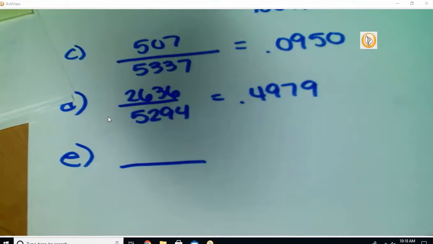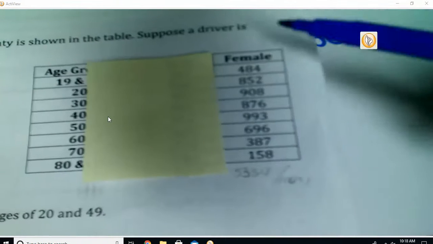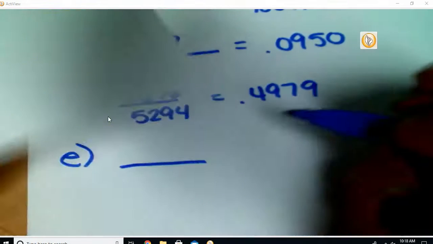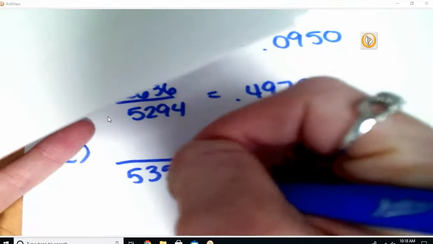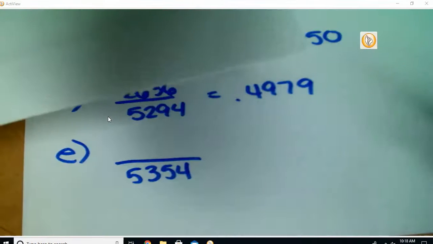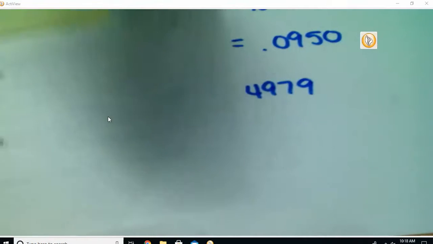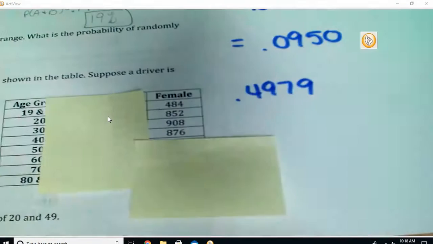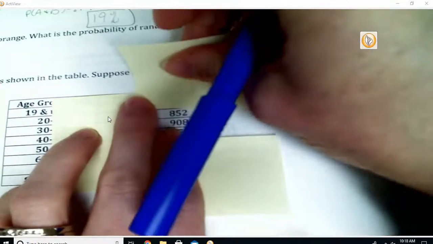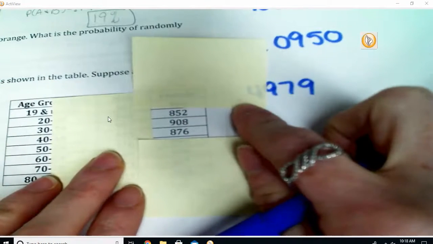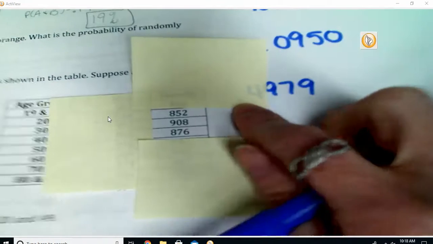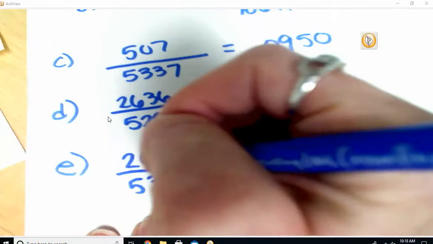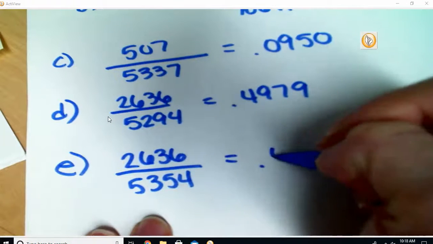E, the driver is between 20 and 49, given the driver is female. So this time my given is the female. So I'm only looking at my females, so my denominator is all females, 5,354. My numerator, out of those, I want between 20 and 49. So that would be those 3 numbers there. Add them up. We get 0.4923.